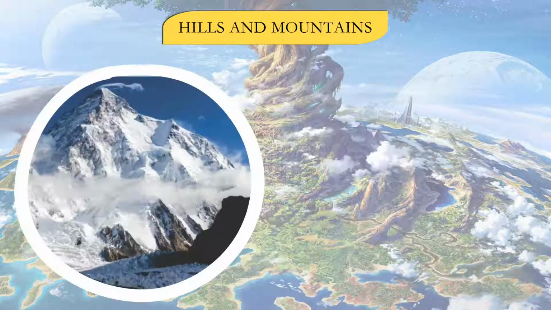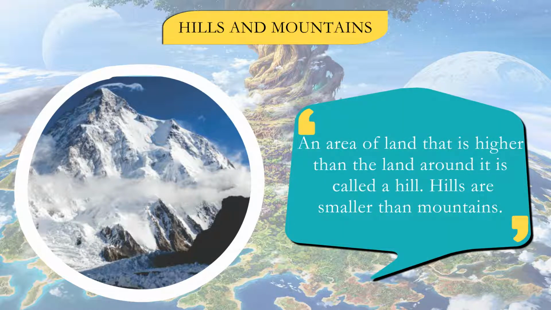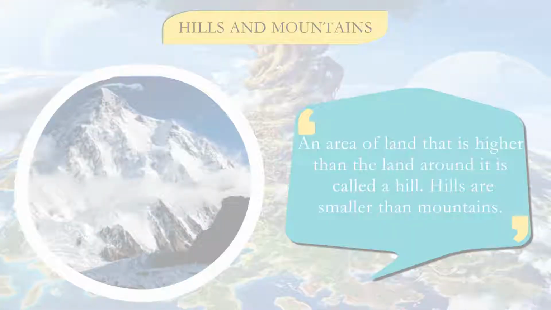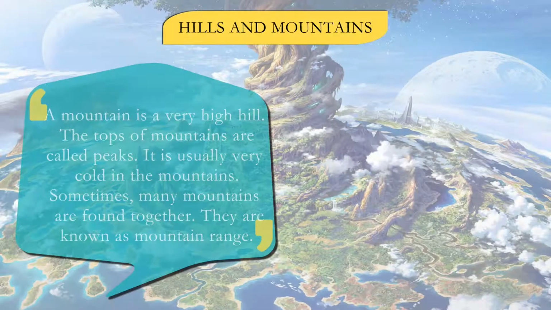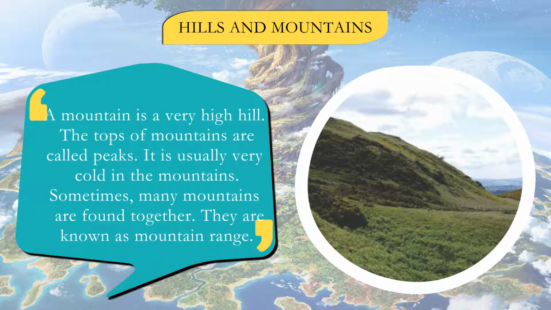Hills and mountains. An area of land that is higher than the land around it is called a hill. Hills are smaller than mountains. A mountain is a very high hill. The tops of the mountains are called peaks. It is usually very cold in the mountains.